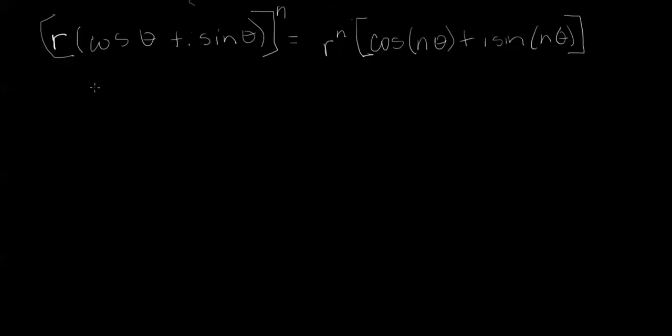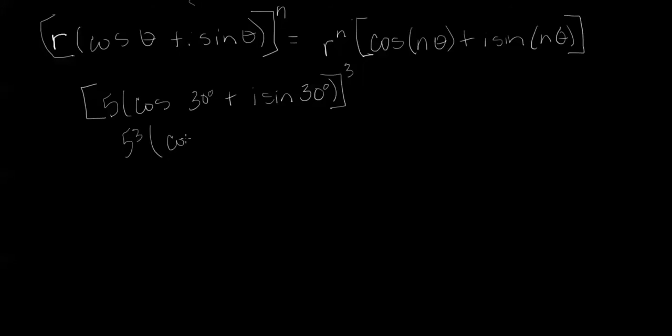So let's try that out. If I have 5 cosine 30 degrees plus i sine 30 degrees, and I want to raise it to the third power. Well, DeMoivre's theorem says I take r to the nth. Well, r is 5, and our power is 3, so I have 5 to the third times cosine of n, which is my power, 3 times 30, plus i sine of 3 times 30.